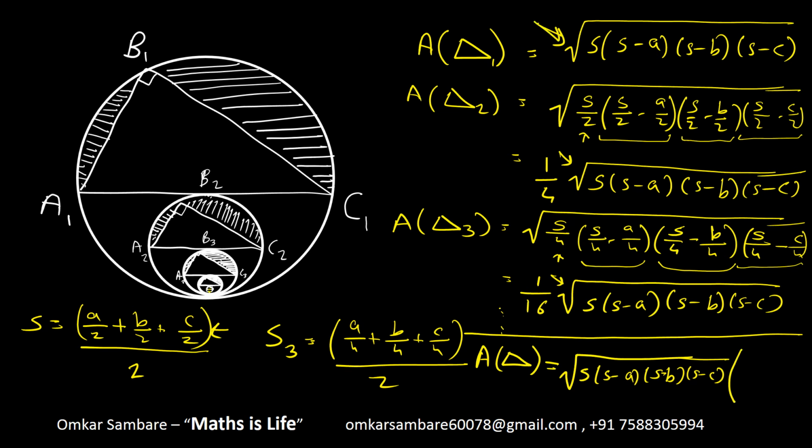For the first triangle nothing is remaining, so we will write there 1. For the second triangle 1 by 4 is remaining, so there will be 1 by 4. And for the third triangle 1 by 16 is remaining, so we will write here 1 by 16, and it will continue. Again if you solve this, you will get 1 plus 1 by 4 plus 1 by 16 plus so and so terms. It is again a GP, and the same GP we got previously.